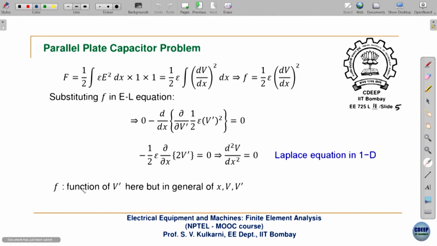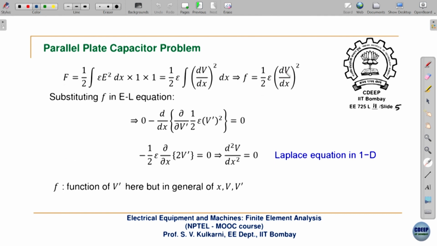Now, let us see some application and example to understand what we just saw in a little bit more depth. Let us again take a parallel plate capacitor problem, and we know the functional for that is half integral epsilon E square dx, and it is one dimensional, that is why this dv reduces to simply dx into 1 into 1. So now E is nothing but dV by dx, and that is why the function f becomes half epsilon dV by dx whole square, and then integral f dx is nothing but capital F.